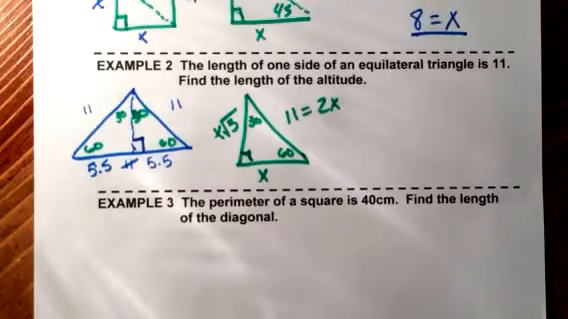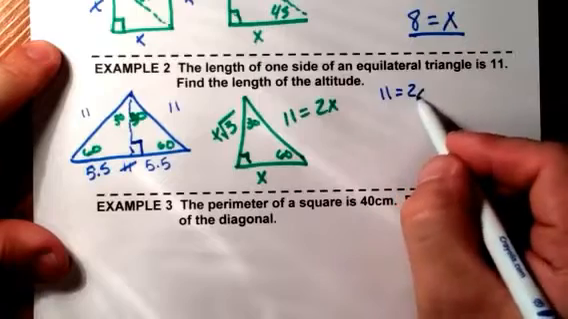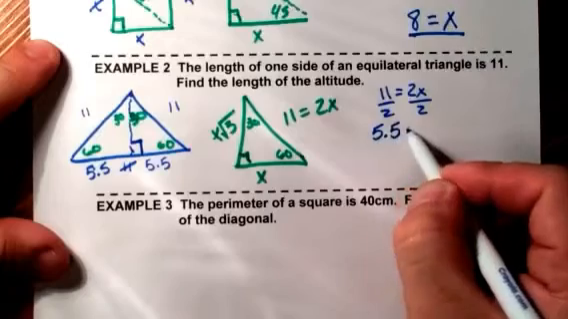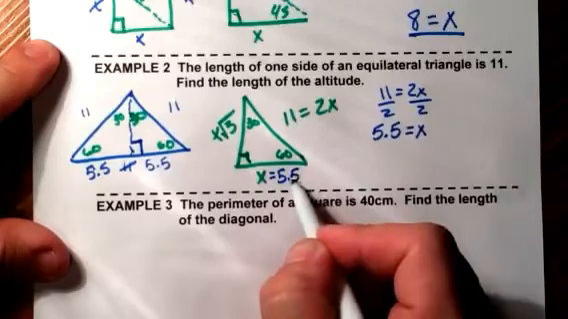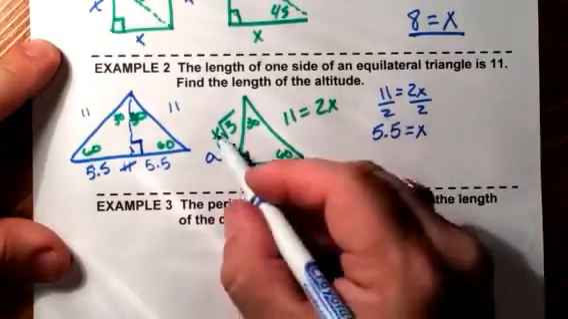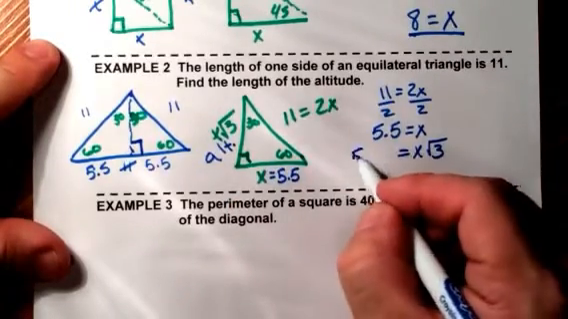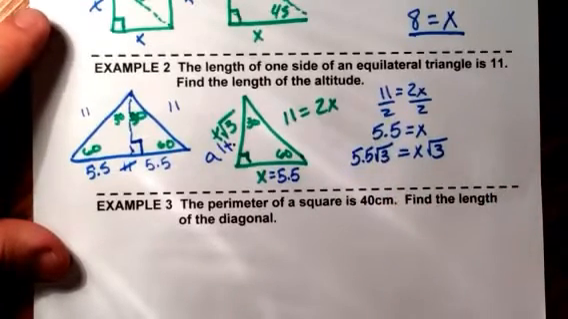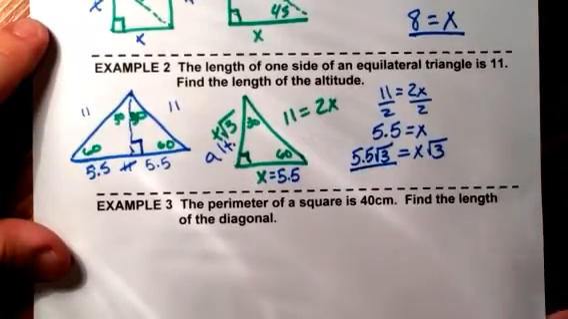So, from here, I know that 11 equals 2x. Divide both sides by 2, and you're going to find that 5.5 equals x. Unfortunately, on this one, we're not looking for x. We're looking for the altitude, which is x radical 3. So I would say 5.5 times the radical 3. And that would be my answer for example number 2.